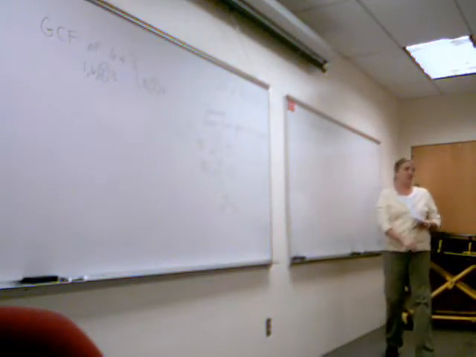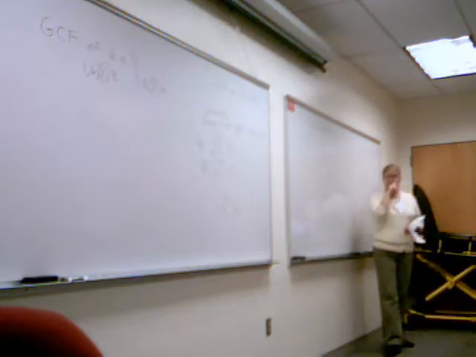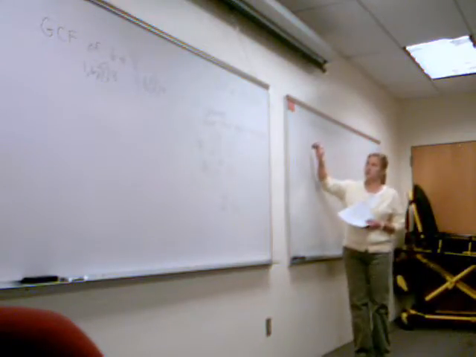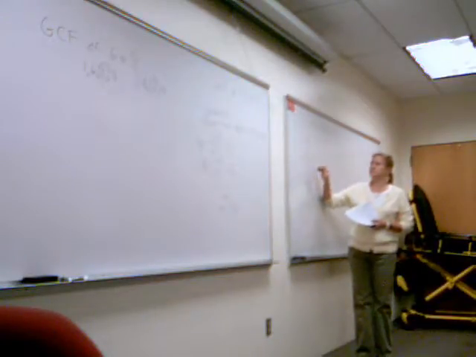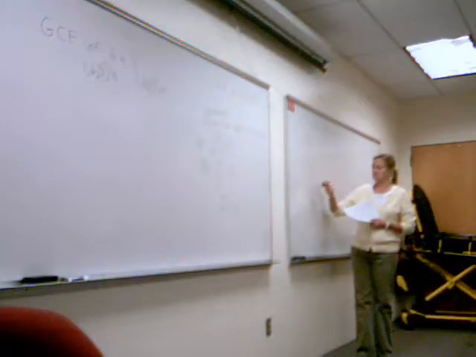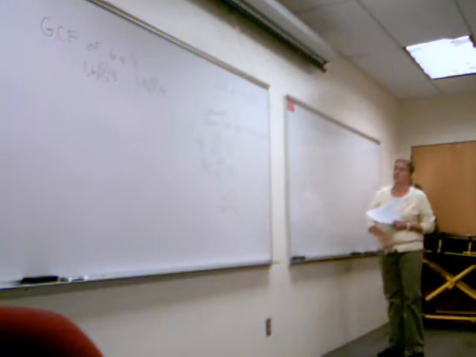Okay, I want to find the greatest common factor between these two numbers. I'm going to start by doing a factor tree for each. Okay, that's my factorization for 56.